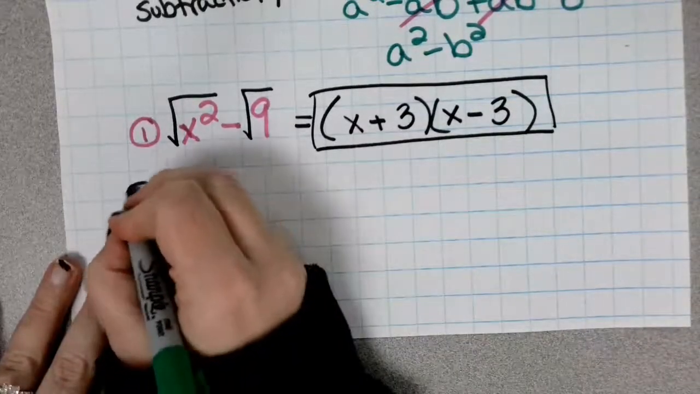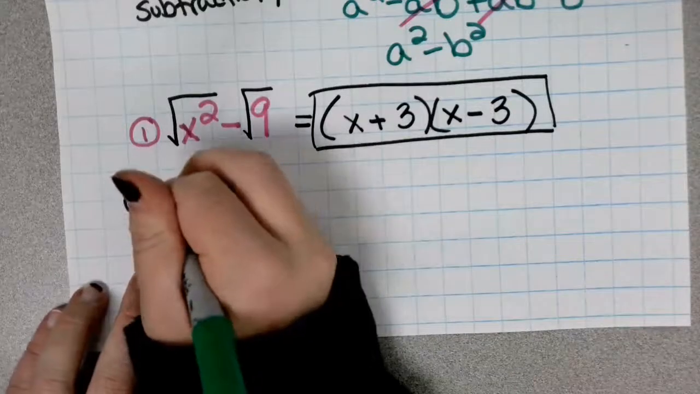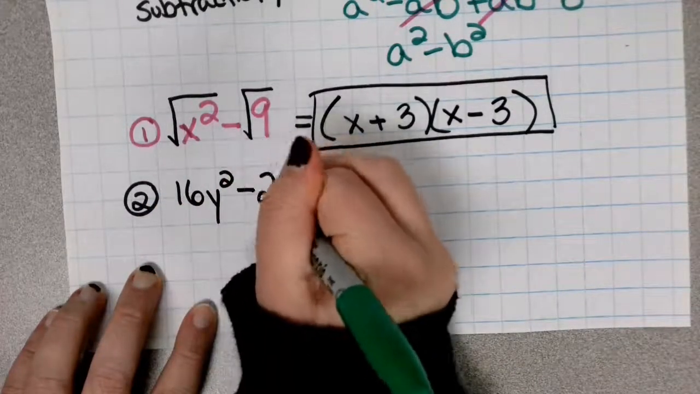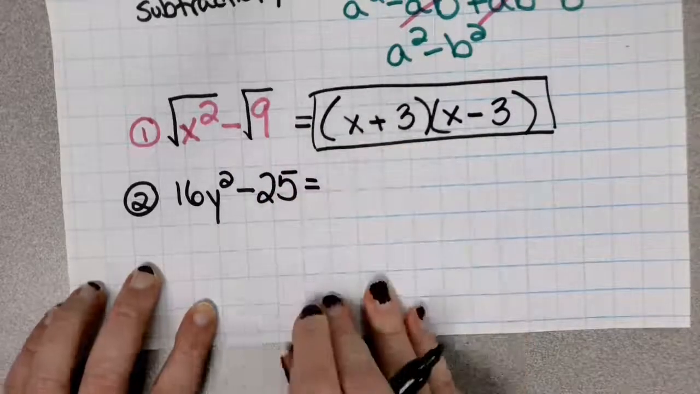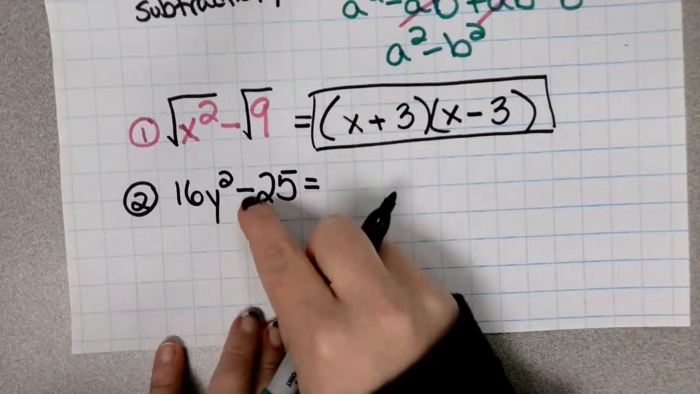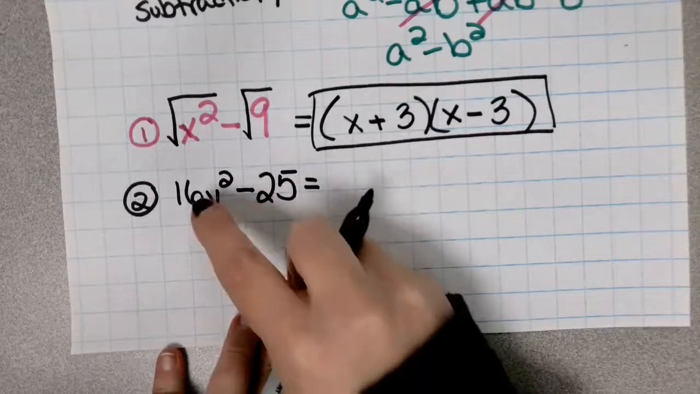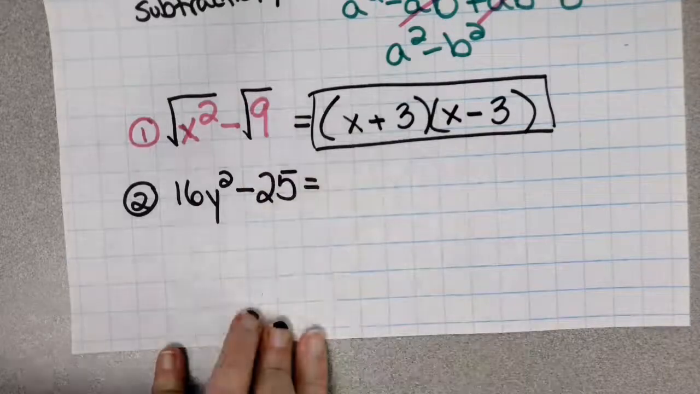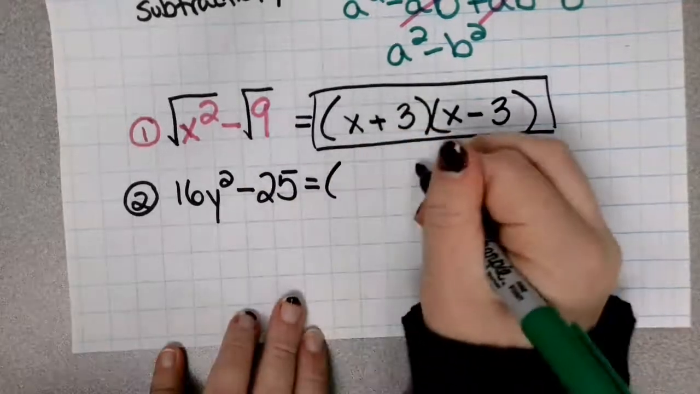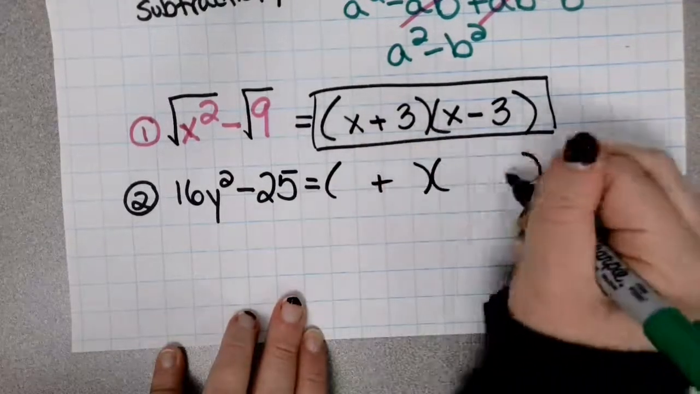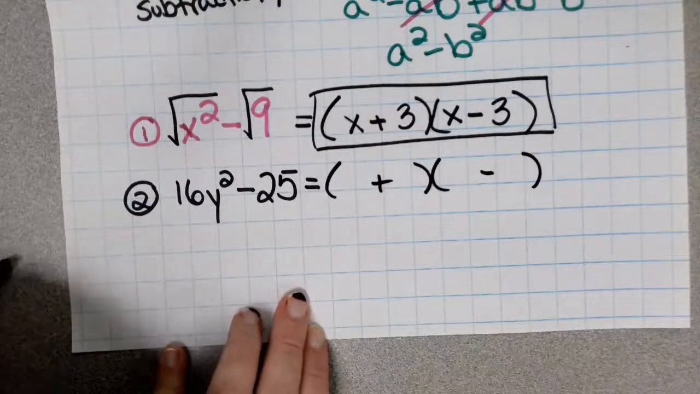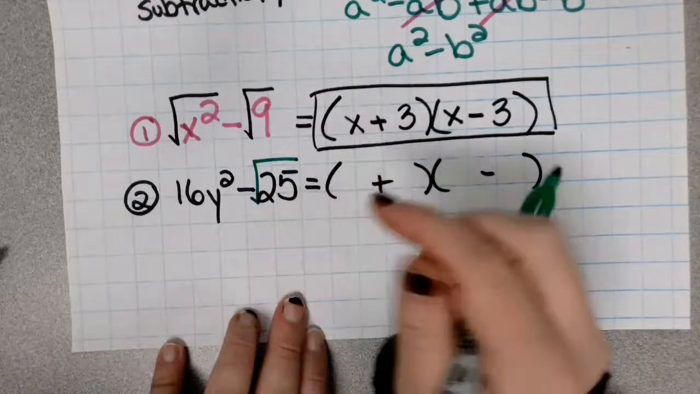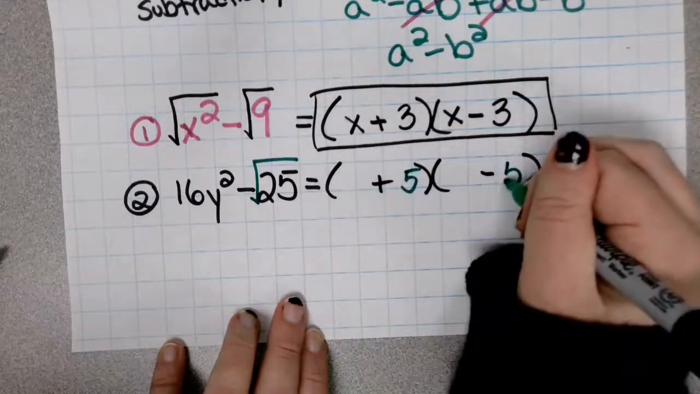My next example will be 16y squared minus 25. First thing I look at, subtraction symbol between my two terms. 16 and 25 are perfect squares, and y squared is a perfect square. Start the same way, plus, minus. We know the square root of 25 is 5, so I'm going to put a 5 there and a 5 there.